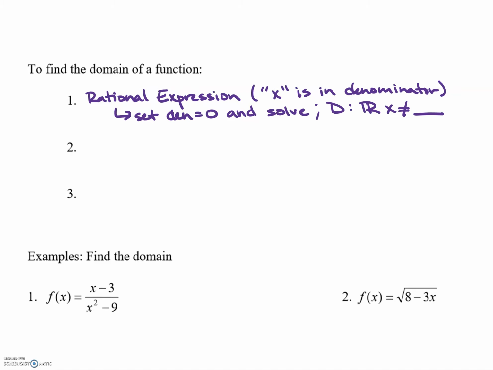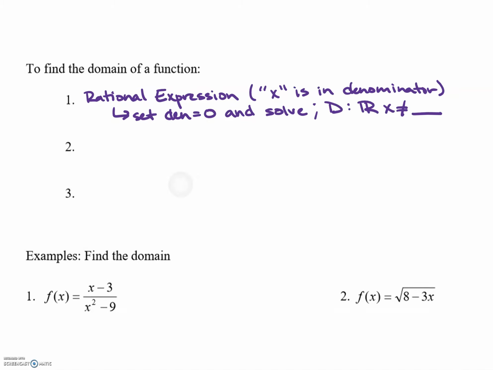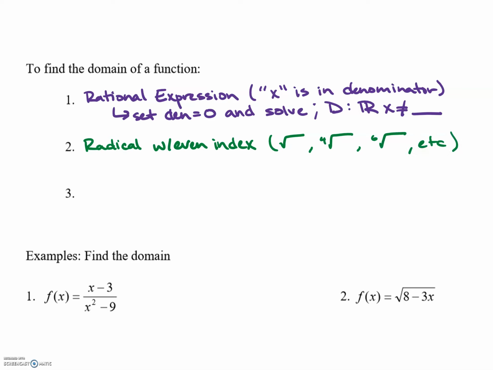Now our second rule is going to be if I have a radical with an even index. Remember, an even index means the square root, or the fourth root, or the sixth root, you get my point, etc. Remember, the index is that small number with the radical.